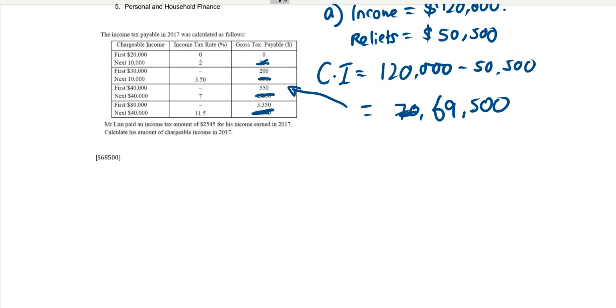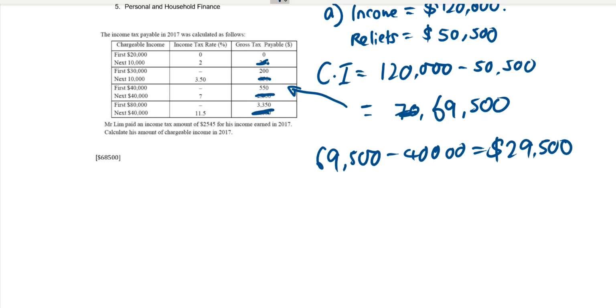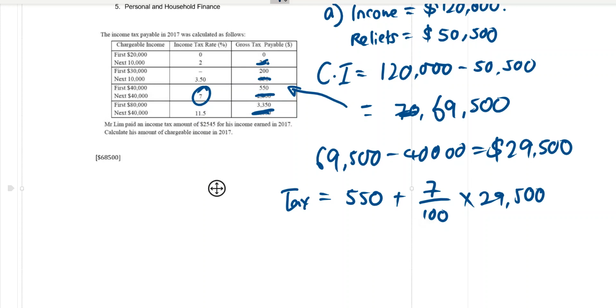The next 40,000. It means that if I earn 69,500, first I must take away the 40,000, because for this 40,000 for sure I need to pay $550 already. So which means there is 29,500 extra. So my total tax payable is equal to my first 40,000, I need to pay 550, plus how many percent for the next? It is 7%. 7 over 100 times 29,500. And this is how I find the income tax that I need to pay.